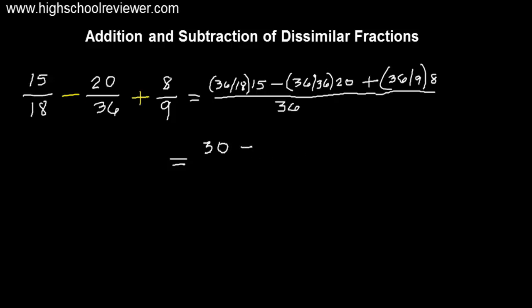Minus 36 divided by 36 is 1. 1 multiplied by 20 is equal to 20. Plus 36 divided by 9 is 4. 4 multiplied by 8 is 32. And divide this by 36. 30 minus 20 is 10. 10 plus 32 is 42.